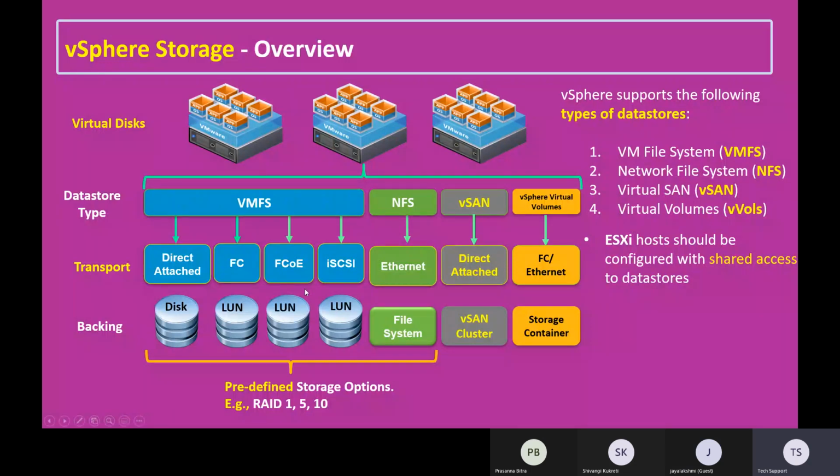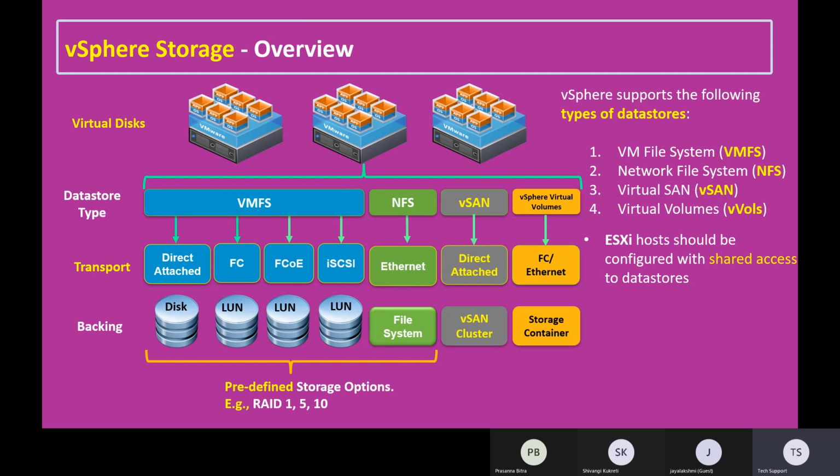Either an iSCSI storage or FC storage, it's always a predefined storage option only. I gave the example here: RAID 1, RAID 5, RAID 10. But in this scenario, if your customer requests multiple storage options, your storage box will not support it. We need to procure a new storage box. Again, it's a very high, expensive cost.